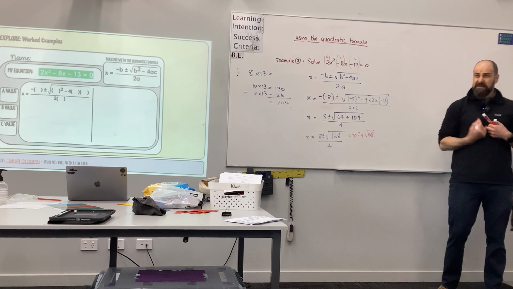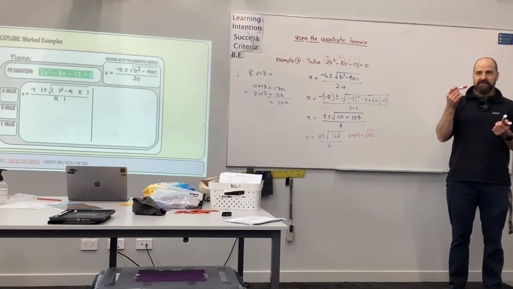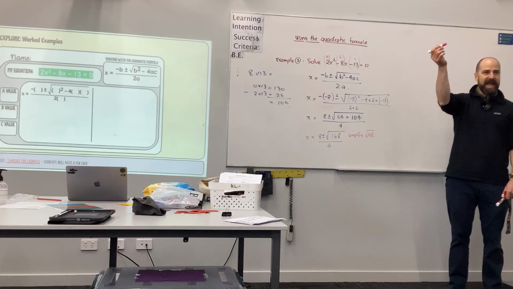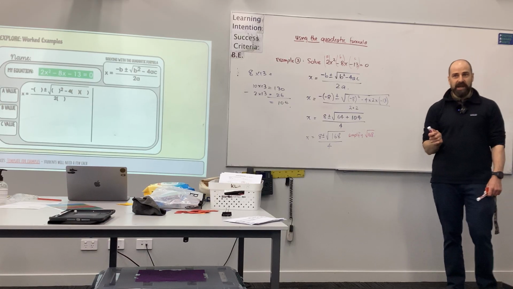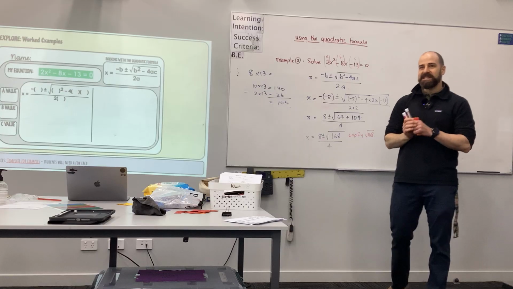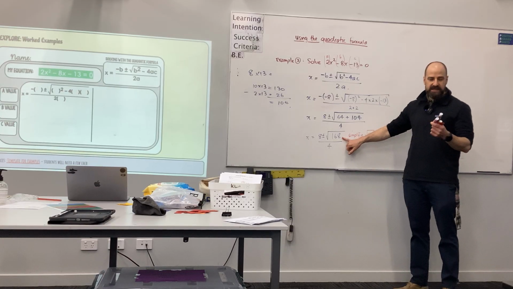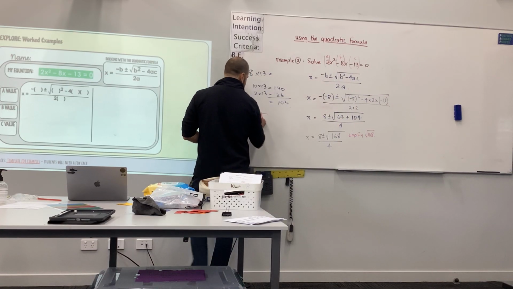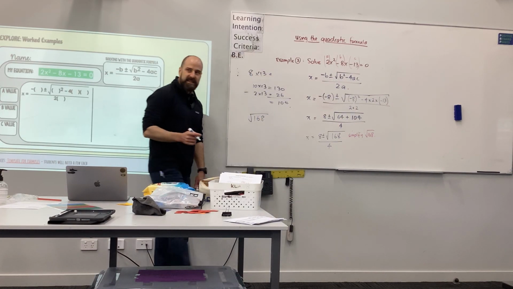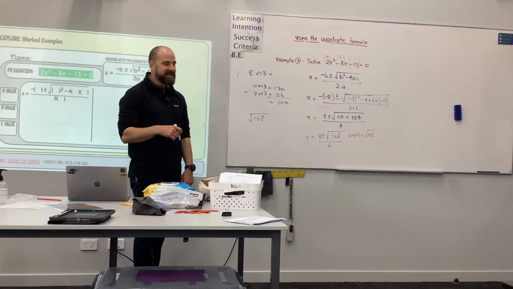So the quadratic formula part's not hard. The quadratic formula is work out A, B and C, write down the formula, stick the numbers in, simplify. But this is requiring us to use all of our maths numeracy skills to simplify this. So we're simplifying the square root of 168. What number that is a square number goes into 168?